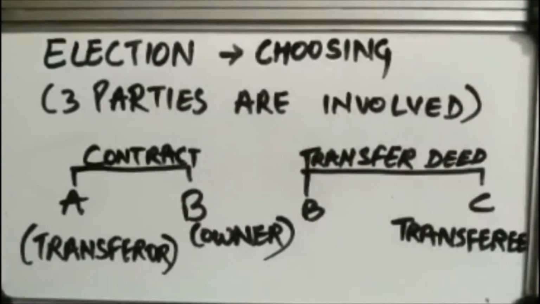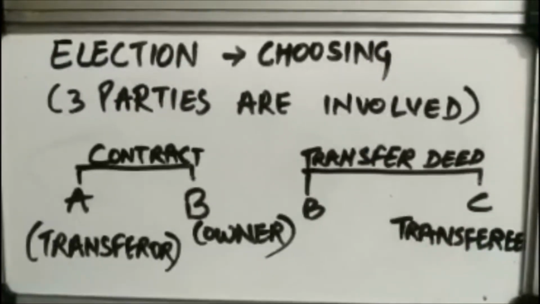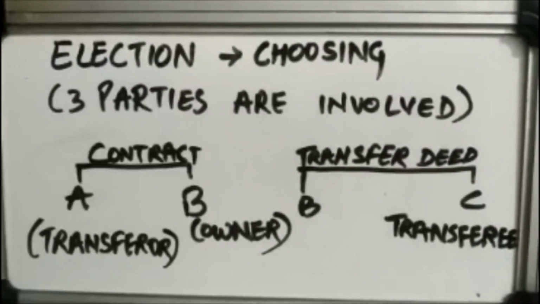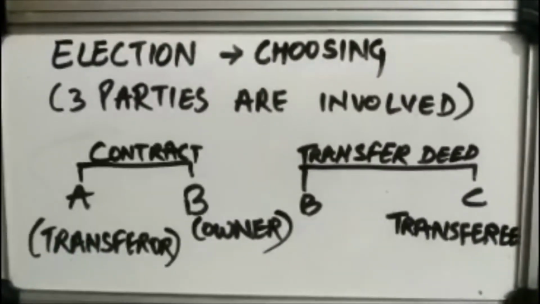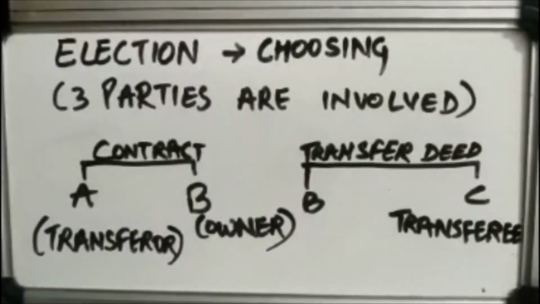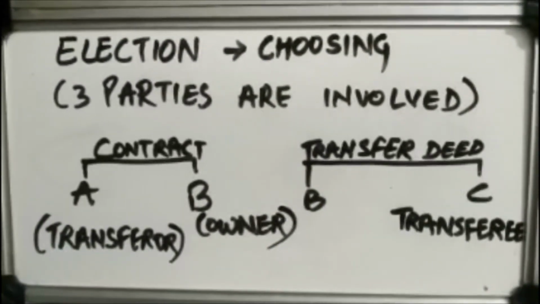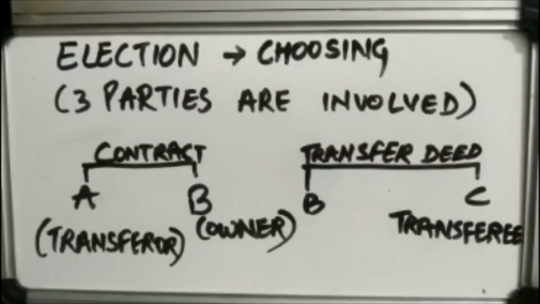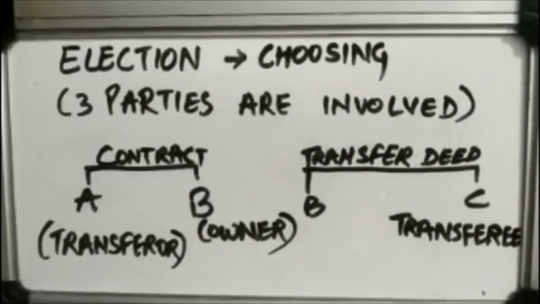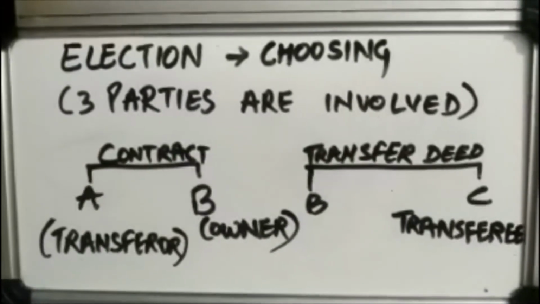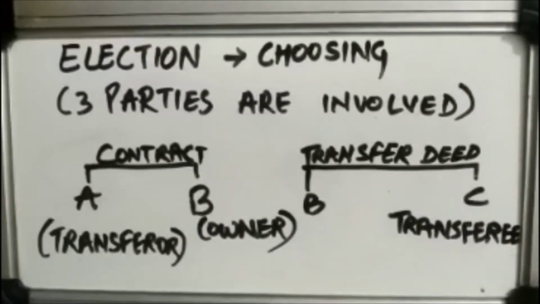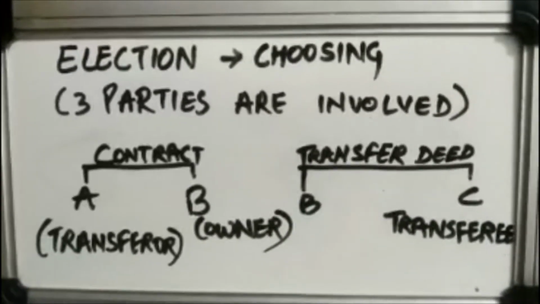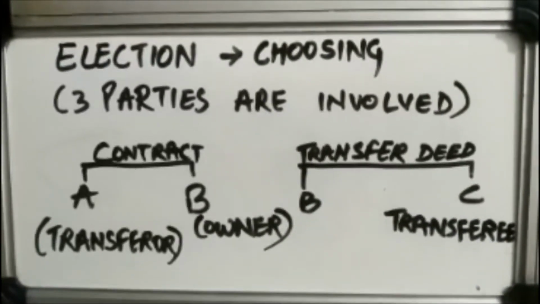Election basically means choosing between two inconsistent or alternative rights. Three parties are involved for election. A is the transferor who professes to transfer the property not his own. Second, the owner. Owner is the person to whom the property actually belongs and who is put to election. Transferee is the one to whom the property would be transferred if the owner of the property chooses to sell out the property.